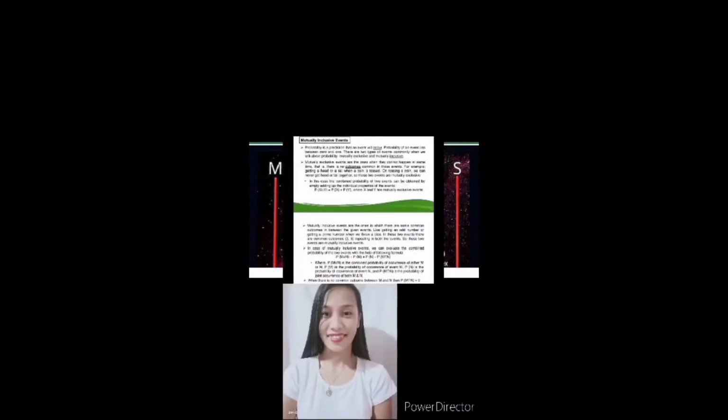3, 5, repeating in both the events. So these two events are mutually inclusive events. In case of mutually inclusive events, we can evaluate the combined probability of the two events with the help of the following formula. Look at this formula, where P(M U N) is the combined probability of occurrence of either M or N.